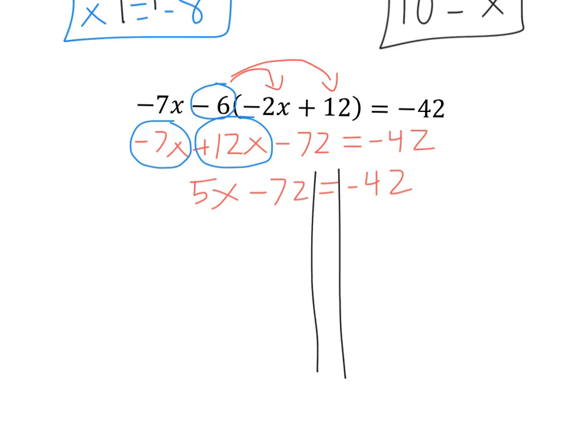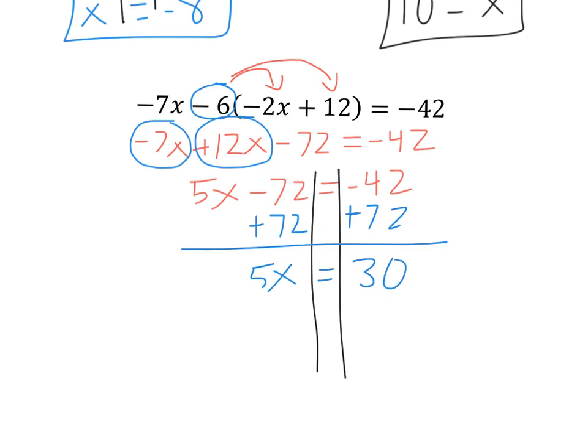And then we want to solve by first adding 72 to both sides, okay? Opposite of subtraction is addition, so we want to undo subtraction by doing addition. Negative 72 plus 72 gives us 0. So then we end up with 5x is equal to negative 42 plus 72 gives us 30, okay? And then we can divide by 5 on both sides. That will be our final step there. X is equal to 6.